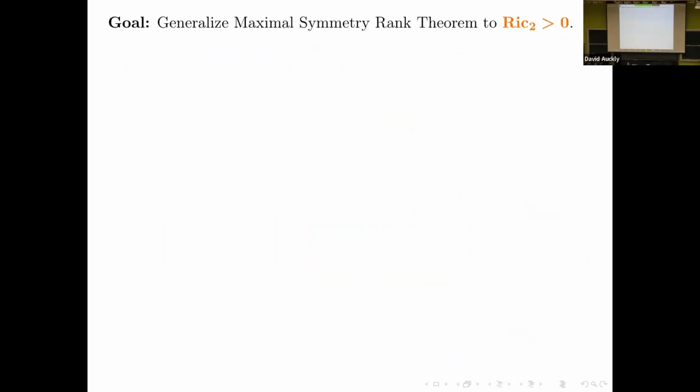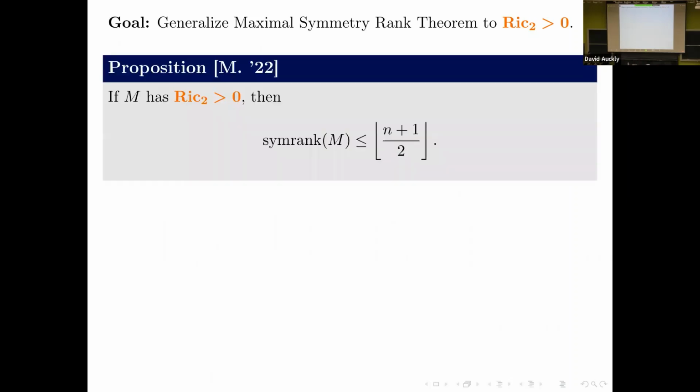All right. But the goal in this talk is to talk about how to generalize the maximal symmetry rank theorem to positive Ricci 2. We're taking the first step down from positive sectional curvature. First of all, one thing to note is that the symmetry rank bound that we had in positive sectional curvature carries over to positive Ricci 2. That's due to the isotropy rank lemma that I'm going to cover in a second.